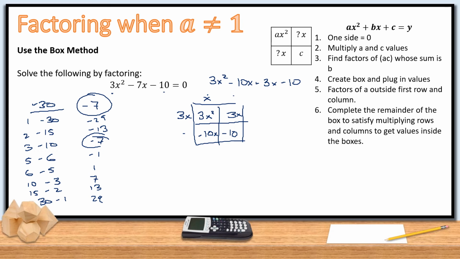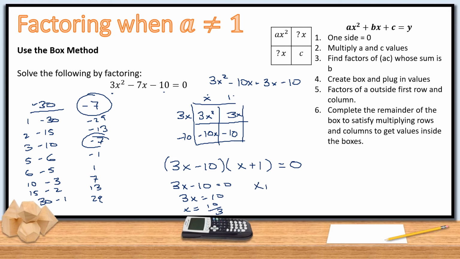3x times what is 3x? It's 1. And then x times what is minus 10? It's minus 10. And if I do minus 10 times 1, I get negative 10, so it all works out for me. So my factors are 3x minus 10, and then x plus 1. So there is my equation in factor form. And if that's equal to 0, I can say 3x minus 10 equals 0, 3x equals positive 10, x equals 10 over 3, or x plus 1 equals 0, which means x is equal to negative 1.